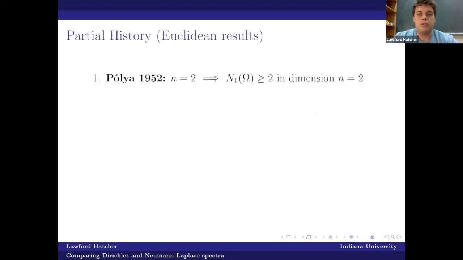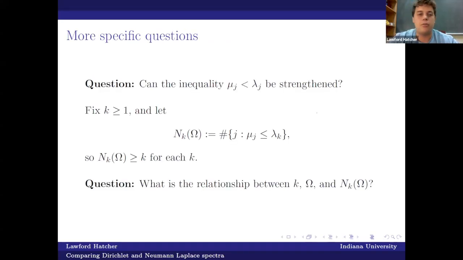Okay. I want to give a quick history of this quantity. There's a family of quantities, and there have been a lot of people who have studied these quantities over the years. Usually they state it as just direct inequalities between eigenvalues. They usually don't use this notation N_k(Omega).